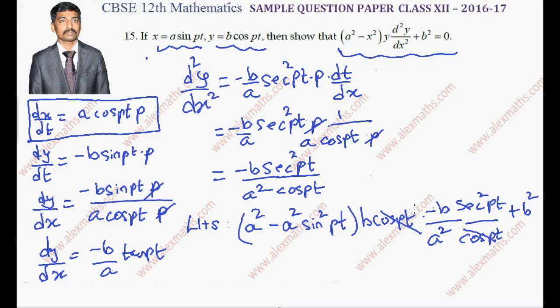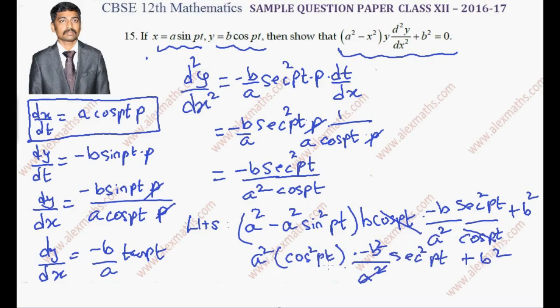This will become minus b square by a square. Here if I take a square common, I am left with 1 minus sin square pt, which is cos square pt. Then we have into minus b square by a square into secant square pt plus b square. This a square and a square we can cancel, and secant square pt is 1 by cos square pt, so this also gets cancelled. Finally minus b square is left and the last term is plus b square, and that gives 0. So we get the RHS.